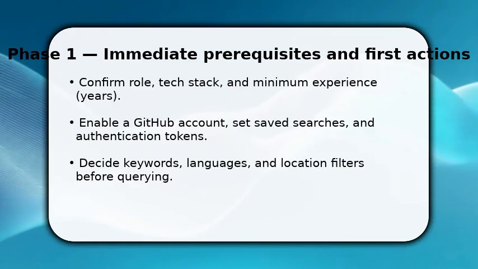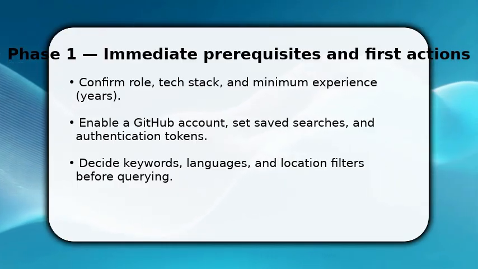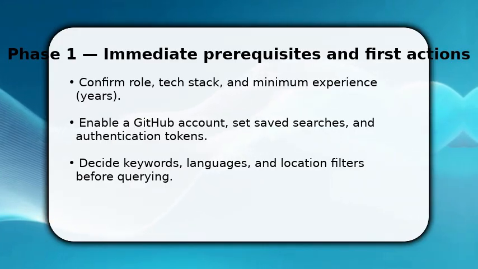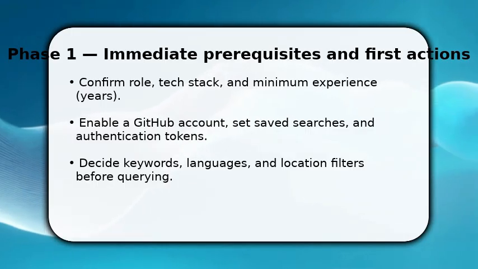You begin by zeroing in on what matters: role, tech stack, and minimum experience, because specificity yields better results. Once done, sign into Github and create a personal access token to avoid rate limits. Make sure to store it securely.